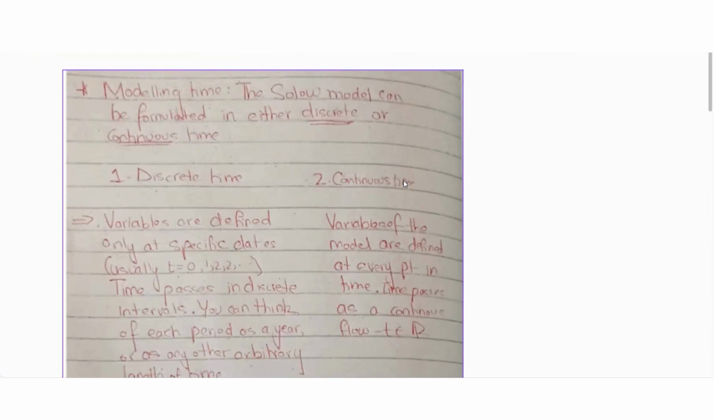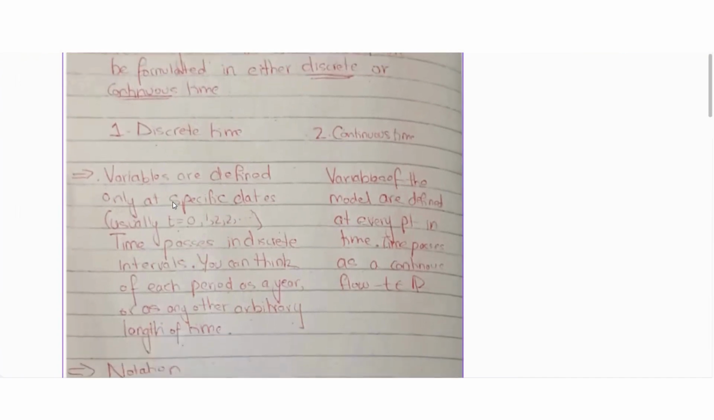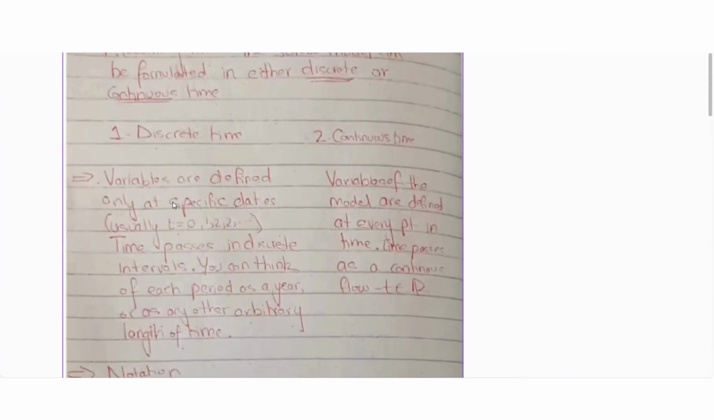We're going to talk here about how the Solow model can be formulated in either discrete time or continuous time. So we have the option to model time as either discrete or continuous when discussing the Solow model. Let's first look at the difference between discrete and continuous time. In discrete time, the variables of the model are defined only at specific dates. Usually it is defined as 0, 1, 2, 3.